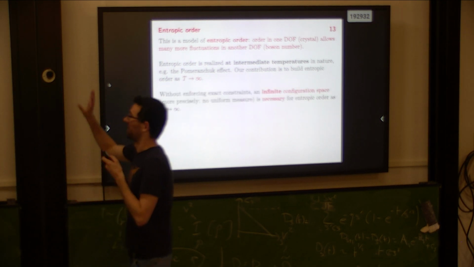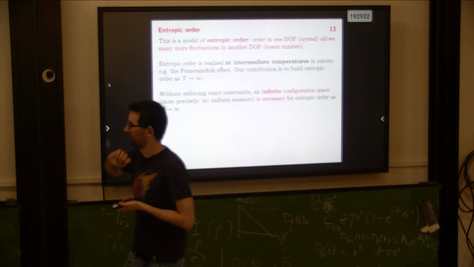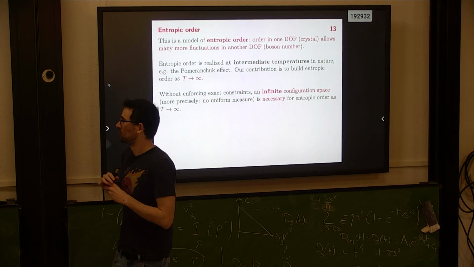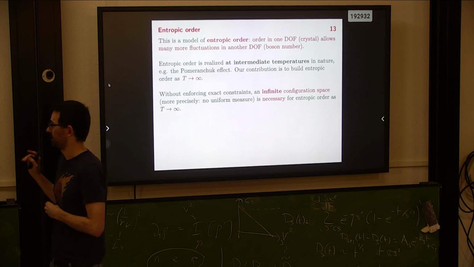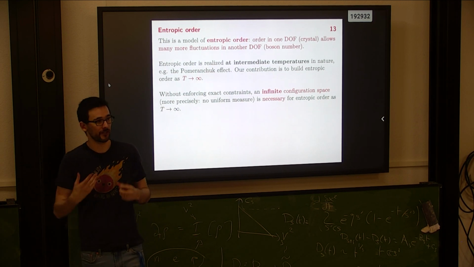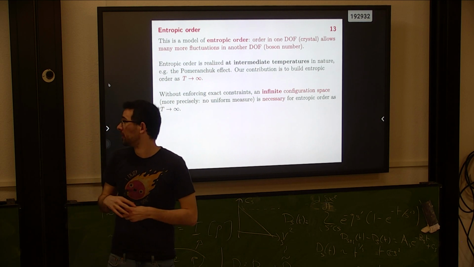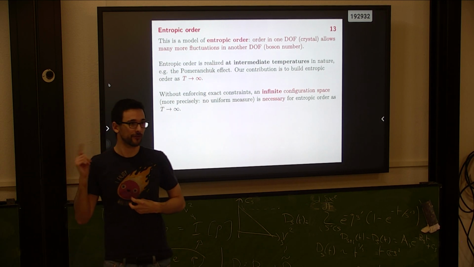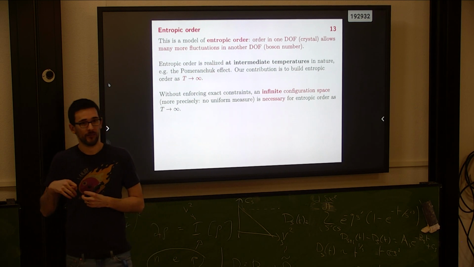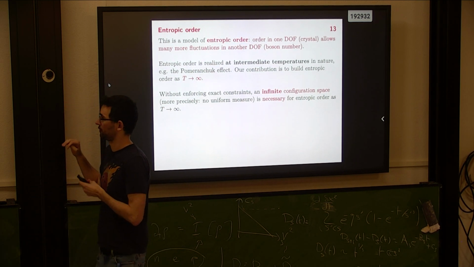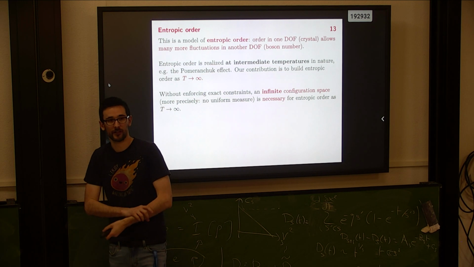So yeah, I guess I already made this point in response to the previous question. An infinite configuration space that's not uniformly measurable is necessary to have entropic order. You could, for example, consider an XY model, which of course has a circle-valued degree of freedom on every lattice site. That also requires the addition of some bosonic degree of freedom to entropically order, and we know how to do that.